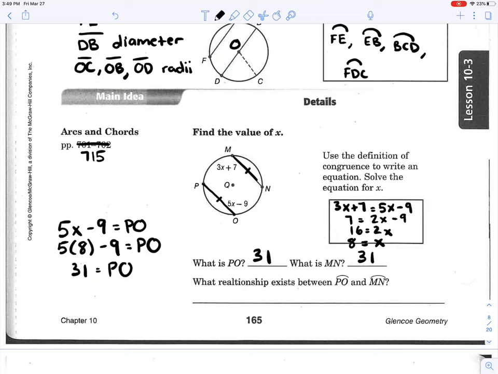Therefore, if the chords that cut the arc are congruent, I can then say that this portion of the circle and this portion of the circle are congruent. So arc PO and arc MN are congruent arcs.